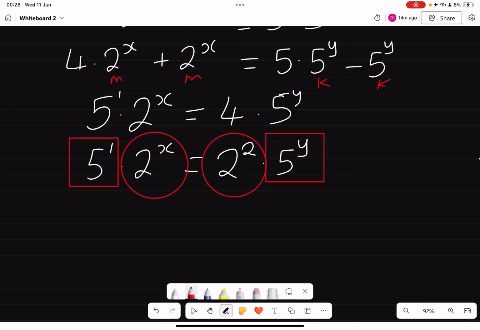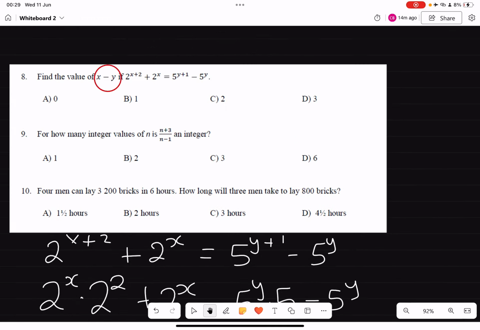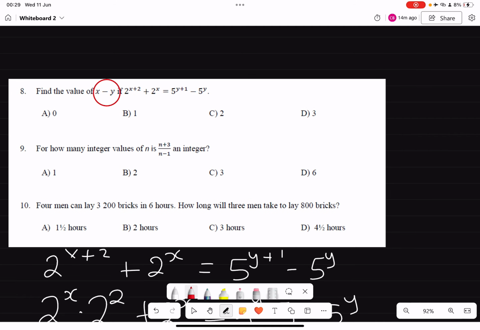So by the look of things, we can therefore see that the y value would be 1. Therefore, y is equal to 1, and x is equal to 2. Therefore, x minus y is equal to 2 minus 1, which is equal to 1. And that gives us, I think it was B, but let's just confirm. Yes, the answer is B.